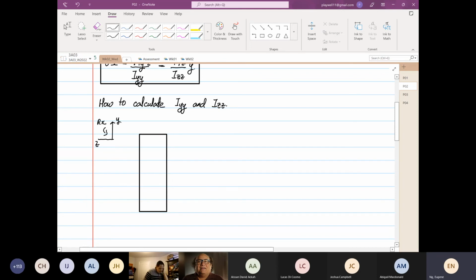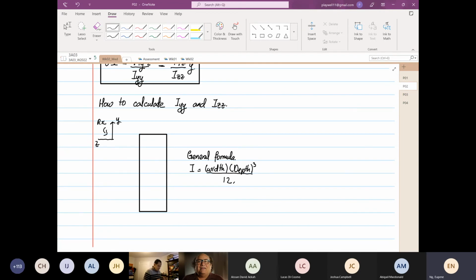Okay. And to find I, the general formula to find I, I is in terms of English, okay, is width multiplied by depth cube divided by 12. Okay, that is in English. Okay, that's what I was taught.